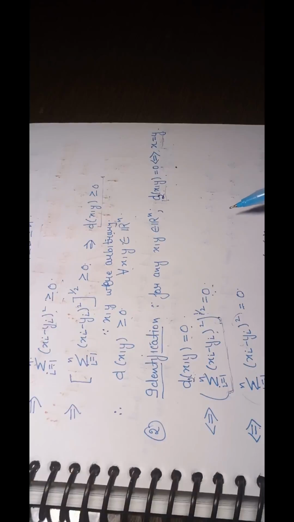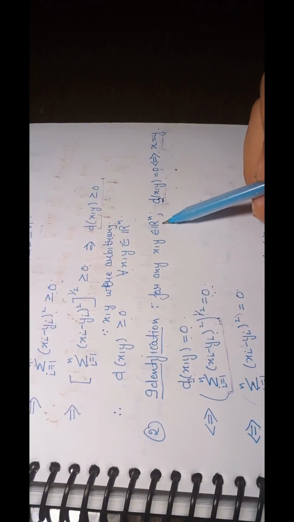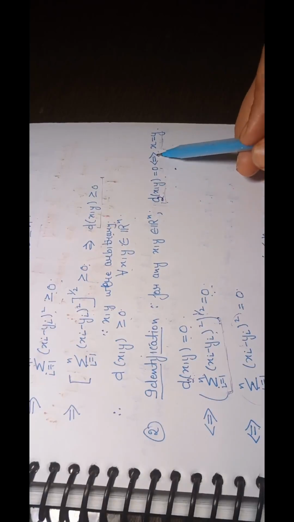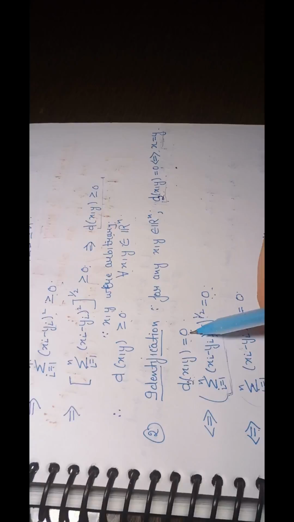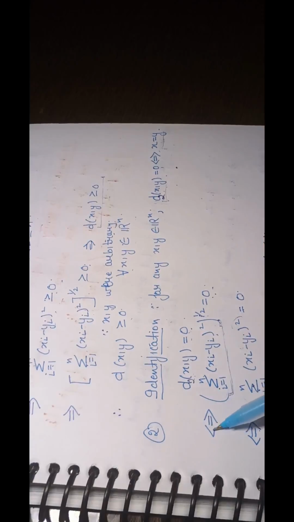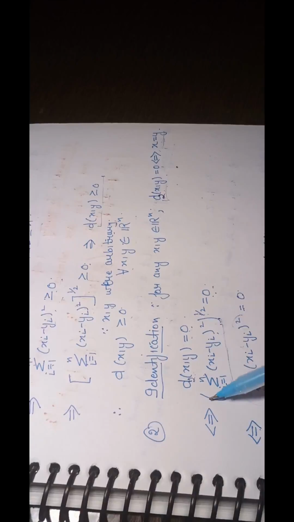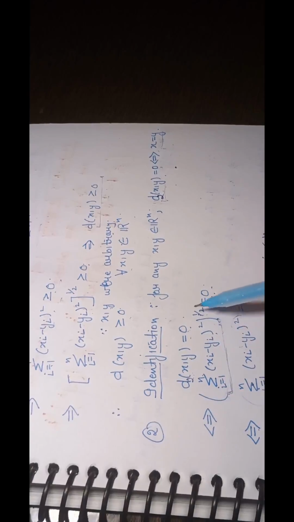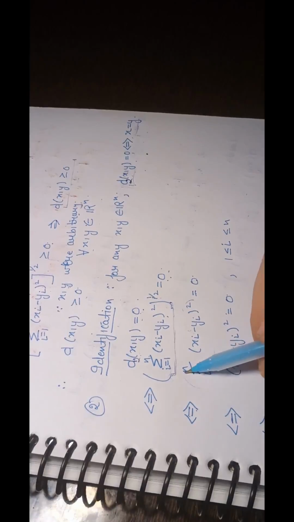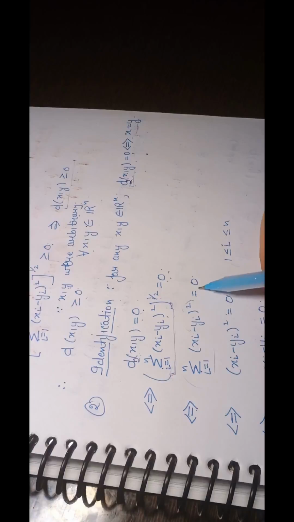Now let's check identification. For identification, what do I need to show? That for any x and y in Rn, d2 of xy is 0 if and only if x and y are equal. So consider d2 of xy to be 0. This can only happen, by definition, if and only if the summation of xi minus yi square, i running from 1 to n, power half, is 0. Now the square root of something is 0 if and only if the value inside the root is 0. Therefore this is if and only if the summation, i running from 1 to n, of xi minus yi square is 0.